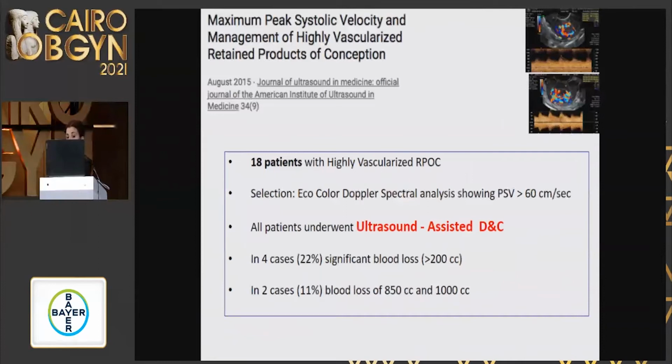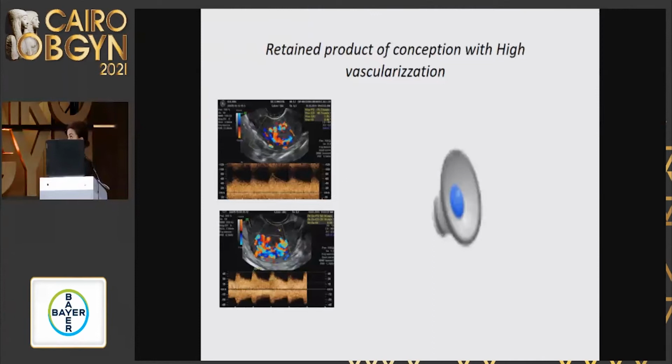This interesting study gives us another help to evaluate beforehand and decide the approach, that is the peak systolic velocity. In a case where we find a PSV of more than 16 centimeters per second, we must suspect a big blood loss, and so we must prepare for it in the surgery.